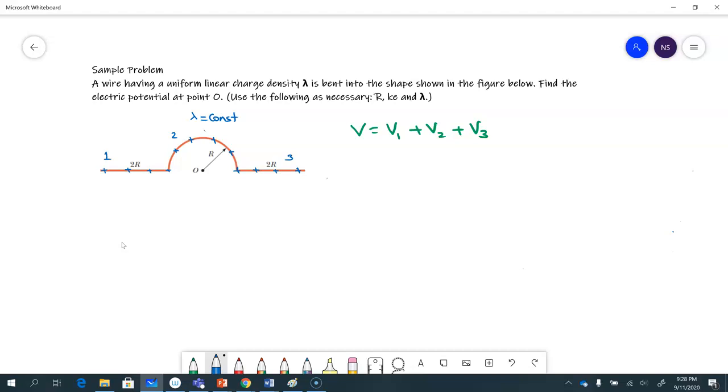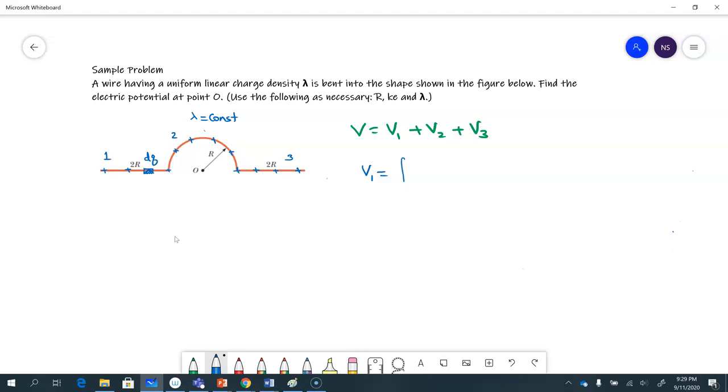So for the potential at O, I've tried to break it up: V1 is the potential due to this part here, V2 is the semicircular part, and V3 is from the other straight part. Since number 1 and number 3 are both the same length, 2r, and the same distance to the point O, contributions V1 and V3 will be the same. So we just need to calculate one of them and then calculate V due to the semicircle. So let's do that. V1 is equal to, I have to pick a dq. So say this is your dq.